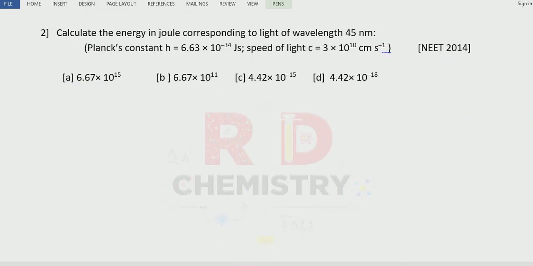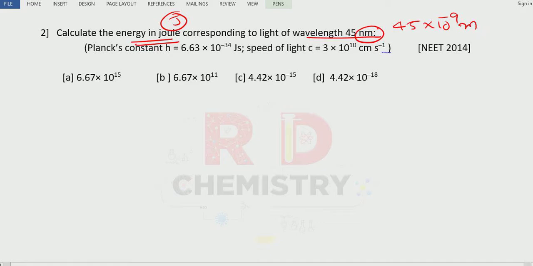Question number 2. Calculate the energy in joules. Joule is the SI unit, so corresponding to the wavelength of 45 nanometers, I want the SI unit here. Let me write down 45 into 10 power minus 9 meters, since 1 nanometer is equal to 10 power minus 9 meter. Correct? Planck's constant is given in terms of SI unit.